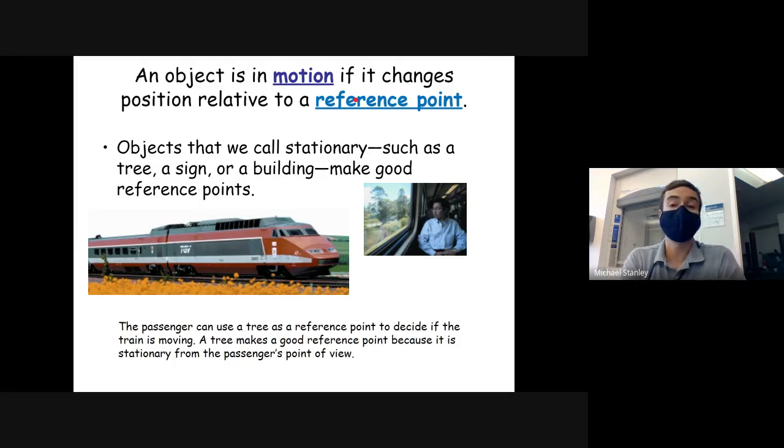For the most part, most of the motion that we're going to be looking at considers the ground or some sort of stationary object as the reference point. So we're going to be looking at the total speed or the total distance as things move across the Earth.